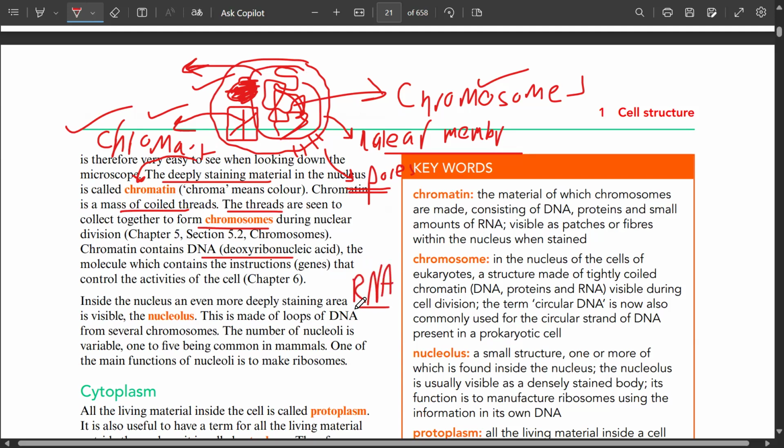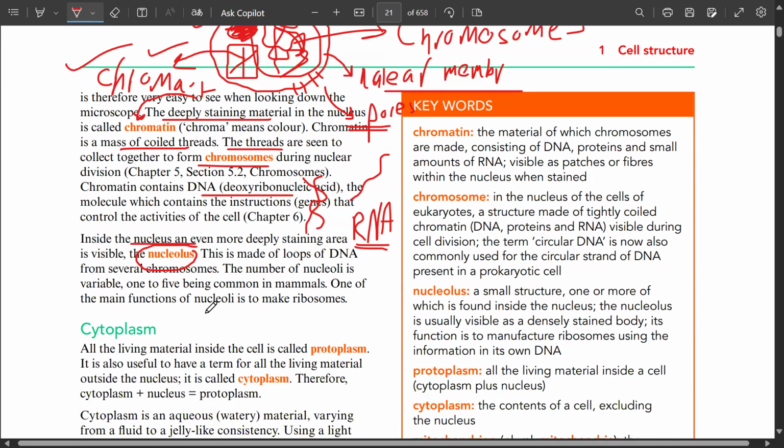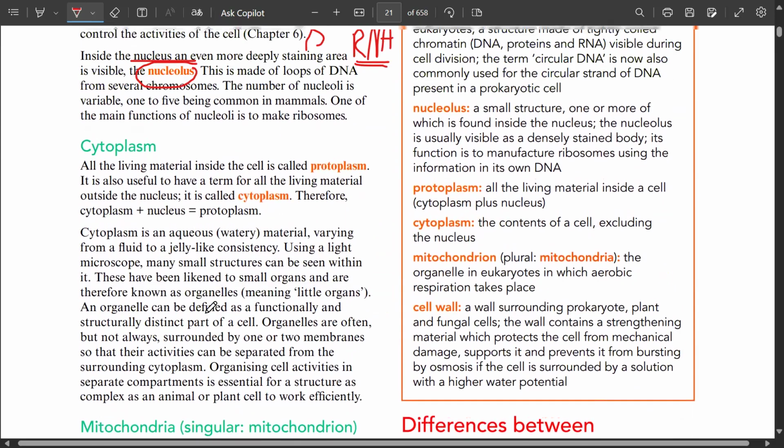It only has one backbone, right? It has only one strand. DNA has a double strand. Exactly. Inside the nucleus, an even more deeply staining area is the nucleolus. Got it? So this was all for your nucleus.